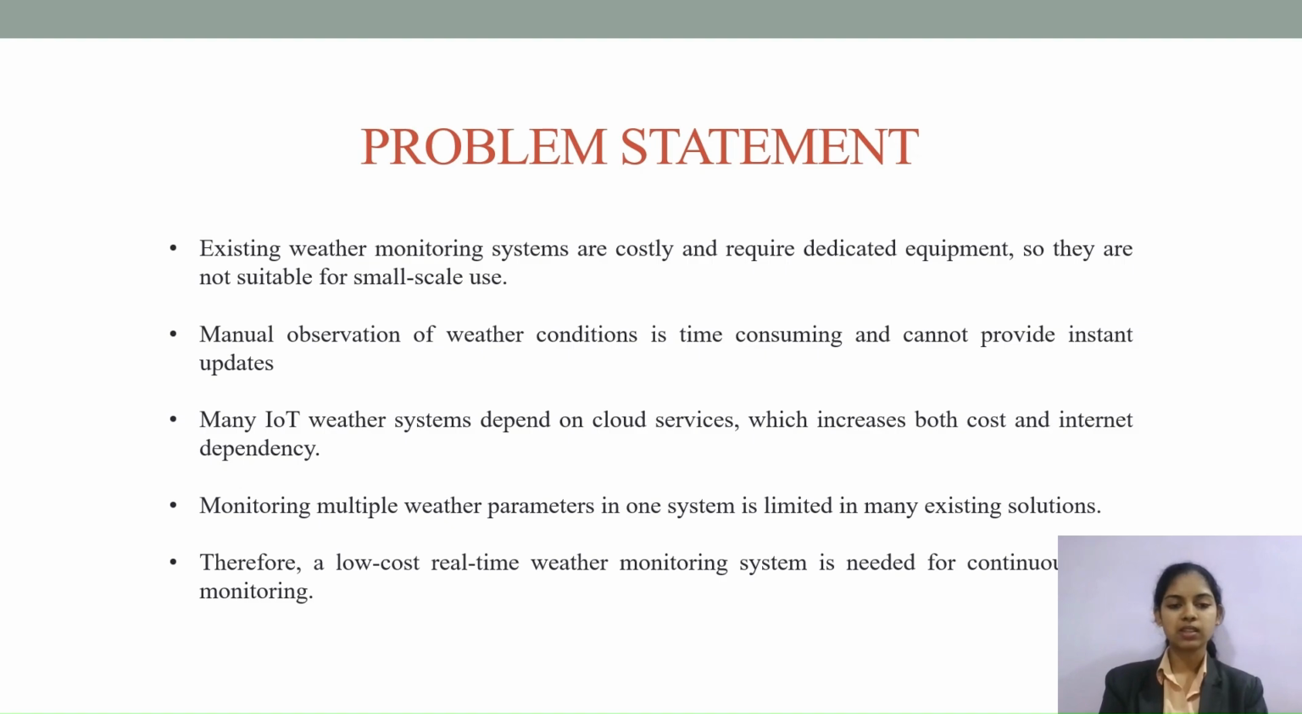Many IoT weather systems presently depend on cloud services for storing and displaying the data. Because of this, internet connectivity becomes compulsory and it will also increase the operational cost. In addition, some existing systems monitor only limited parameters instead of providing complete weather information. Monitoring multiple weather parameters in one system is limited in many current existing solutions.